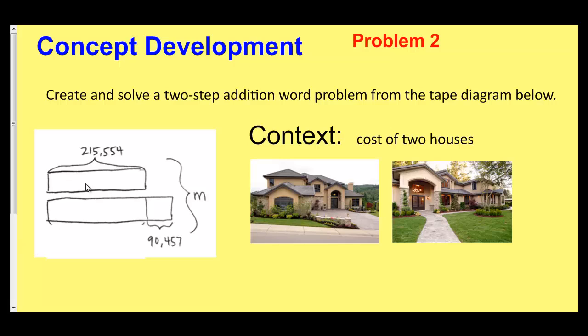So when you see two tape diagrams like this, it tells you that you're comparing something. And in this case, since we're talking about houses, I'm comparing the cost of one house to the cost of another house. And if you'll notice, I have this bracket with M. So what that means is we are trying to solve for the total of both houses together. So it looks like one house costs $215,554. The other house costs this much more than the other house.